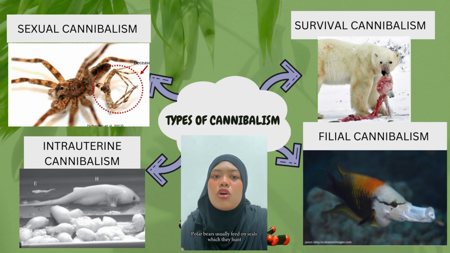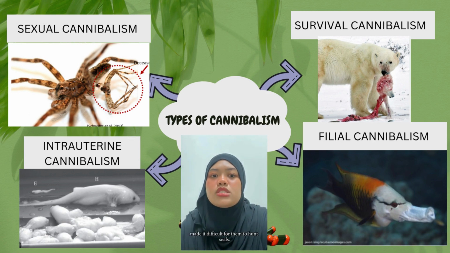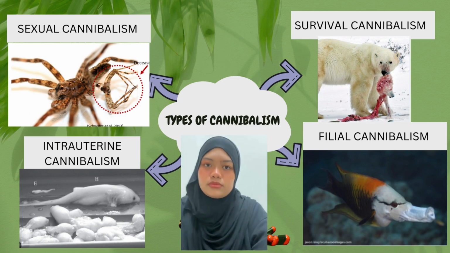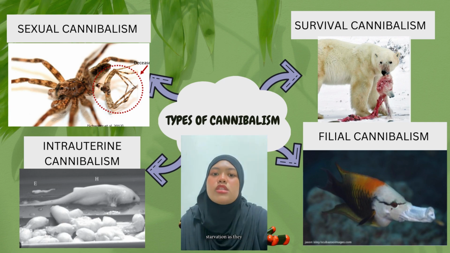So, the second type is survival cannibalism. Polar bears usually feed on seals from the platform of the sea ice, but the melting of the glacier, a result of rising global temperature, makes it difficult for them to hunt. This has led to malnutrition and starvation, as they are unable to build sufficient fat reserves for the winter. So, they hunt each other for food in desperation to survive.